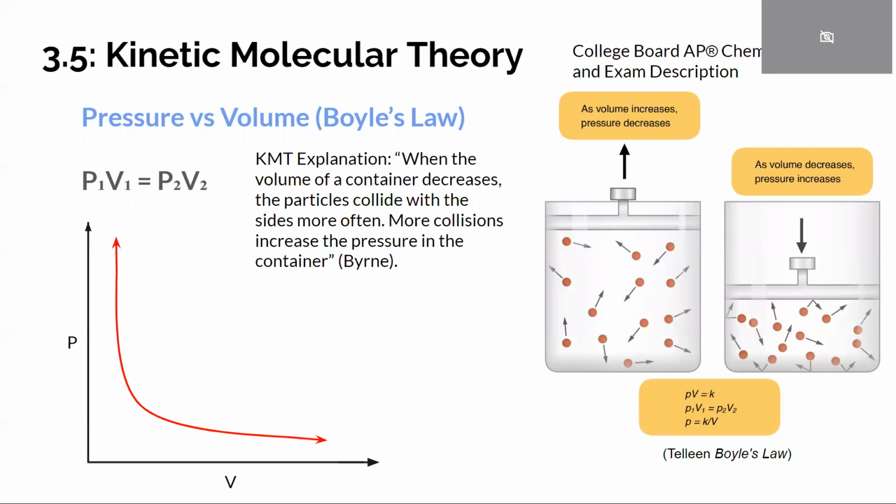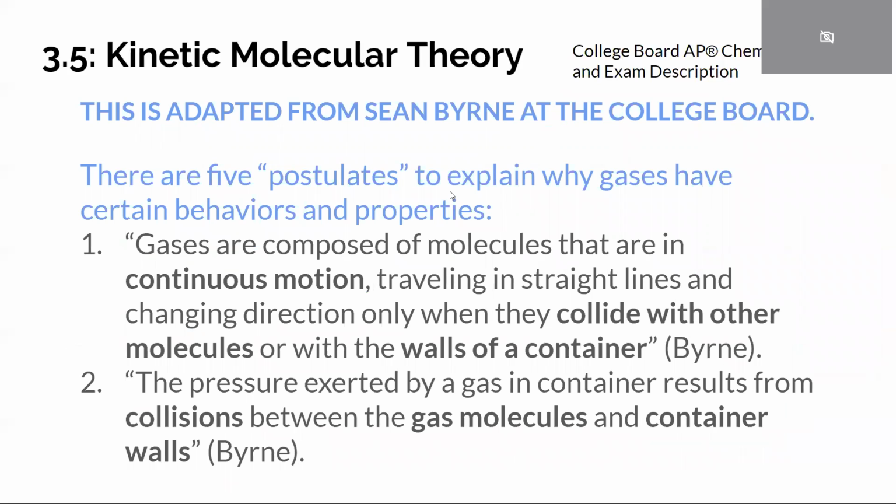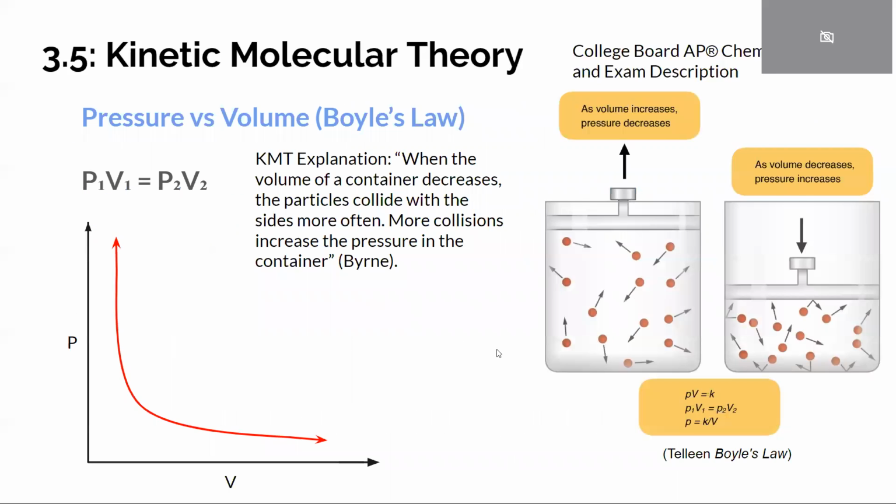And so we're going to go back to these laws, and we're going to explain them using the kinetic molecular theory. And so here's Boyle's law again. As the volume increases, pressure decreases, and as the volume decreases, pressure increases. And the kinetic molecular theory explanation is that when the volume of a container decreases, the particles collide with the sides more often. More collisions increase the pressure in the container. So that just goes back to this first postulate, colliding with the walls of the container.